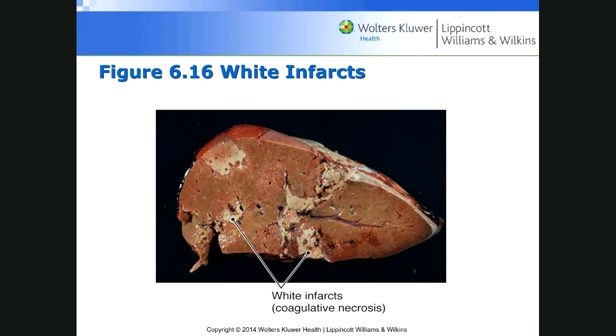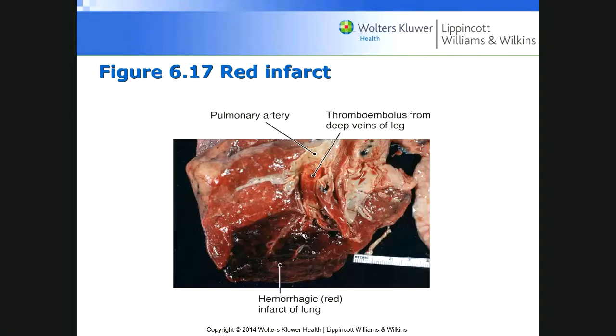Okay, so a white infarct, we'll probably see it in more of a solid organ, right? And a red infarct is more like a softer organ. Definitely in the lungs, for example, you can see more of a red infarct.